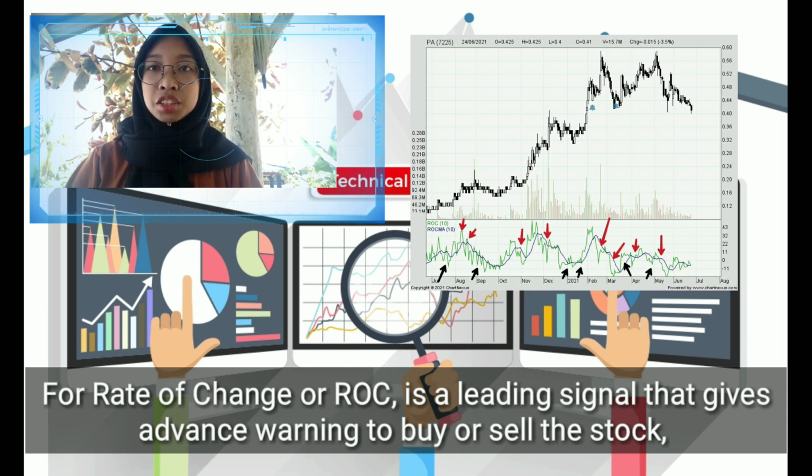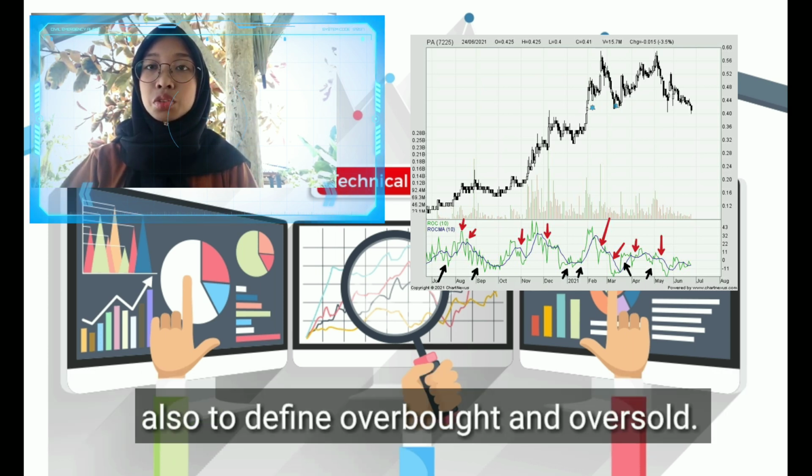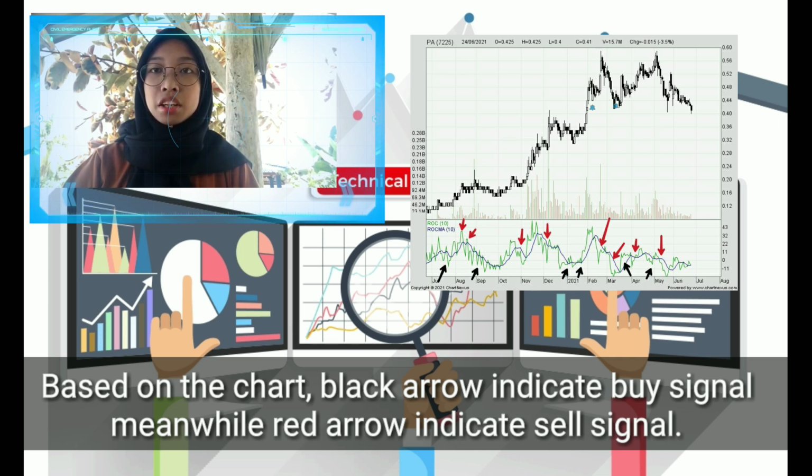The rate of change, or ROC, is a leading signal that gives advance warning to buy or sell the stock, and also defines overbought and oversold levels. Based on the chart, the black arrow indicates a buy signal, meanwhile, the red arrow indicates a sell signal.